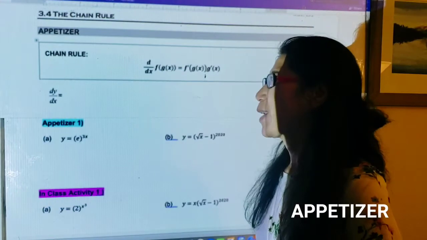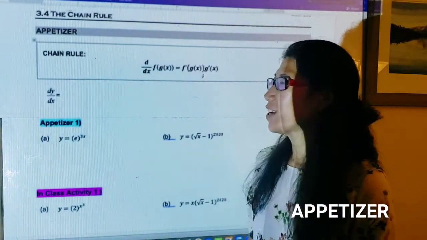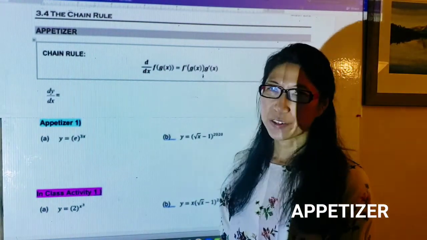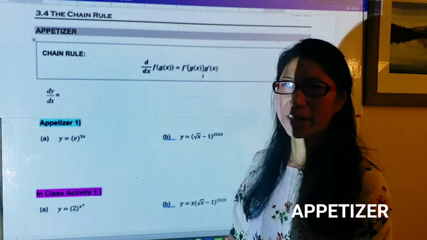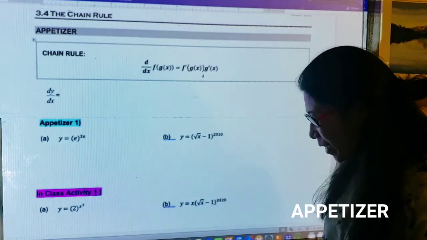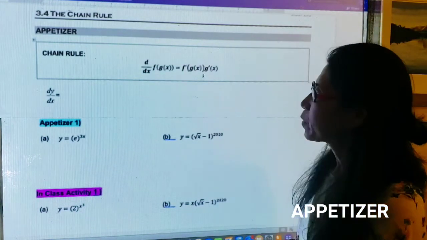Hi class, welcome back. So we are on 3.4 and I hope that you're enjoying derivatives. I actually enjoyed it a lot. I just thought it's like playing a video game, and when I get the right answer it feels so good. So I hope you're enjoying it too. Just keep playing with me with the homework.